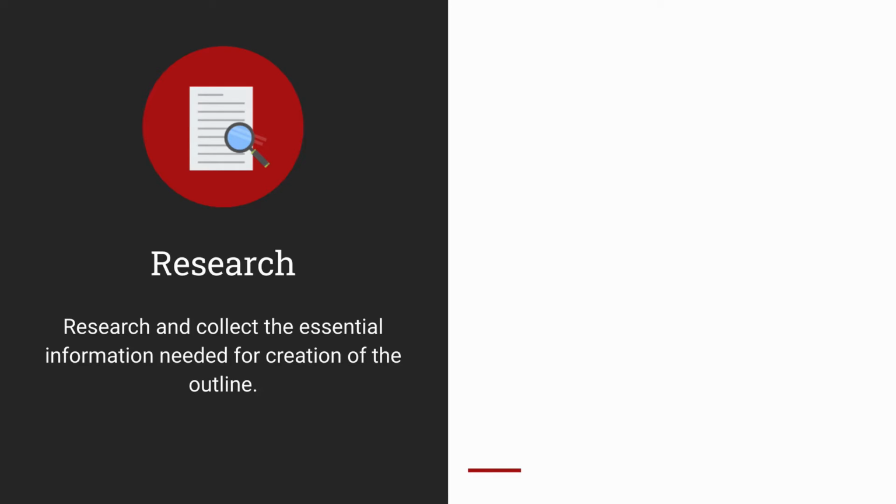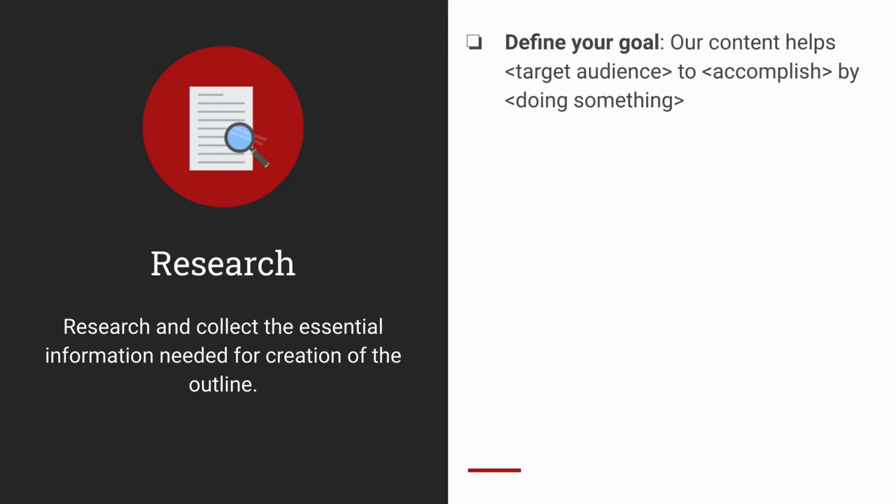Okay, so what are all the essential things that you need to have for preparing an outline? You will be researching all those things. So the first one is you need to define your goal for the outline. Without having a goal or an objective, you should not prepare any piece of content.